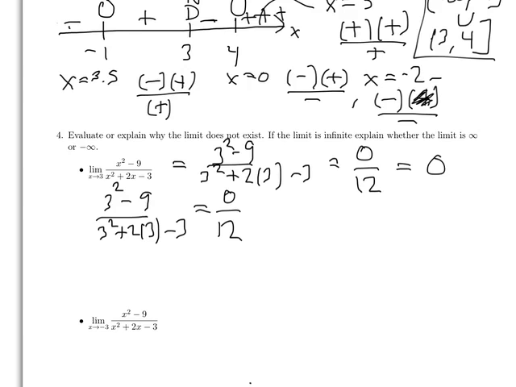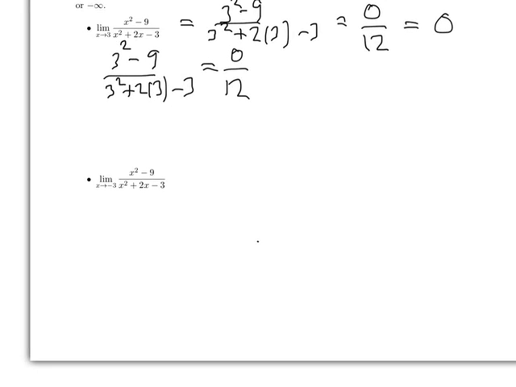This next one isn't quite as simple. If you were to evaluate this at -3, -3 squared minus 9 is 0. Minus 3 squared plus 2 times minus 3 is, again, 0. All right, you can double check that. That means I cannot use direct substitution because I have an indeterminate form of the form 0 over 0. Indeterminate means I have to work a little harder to determine what's going on.